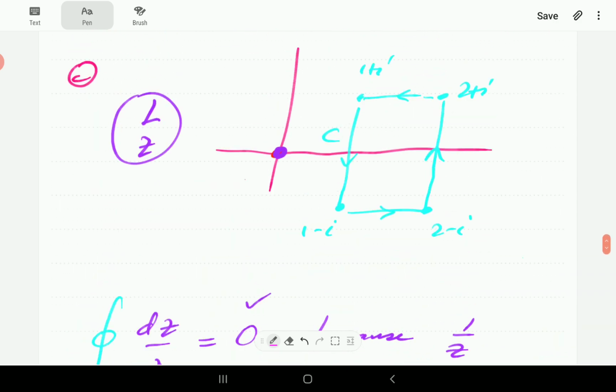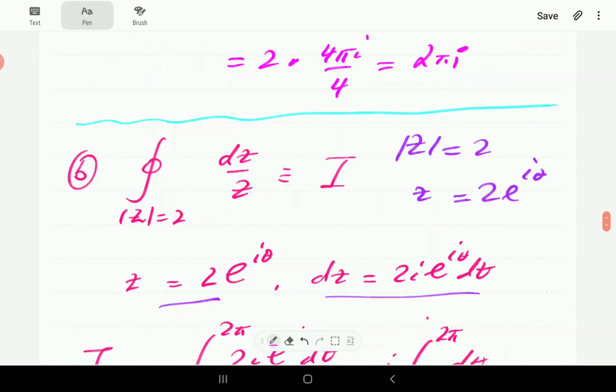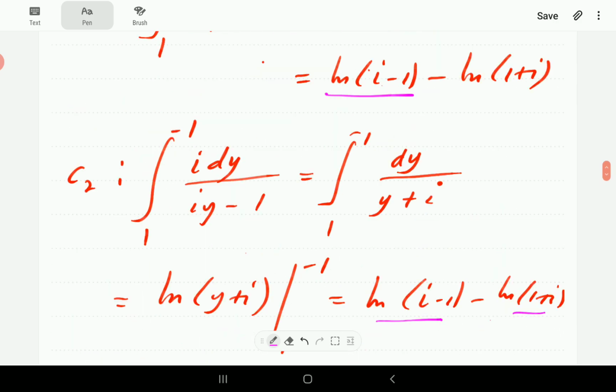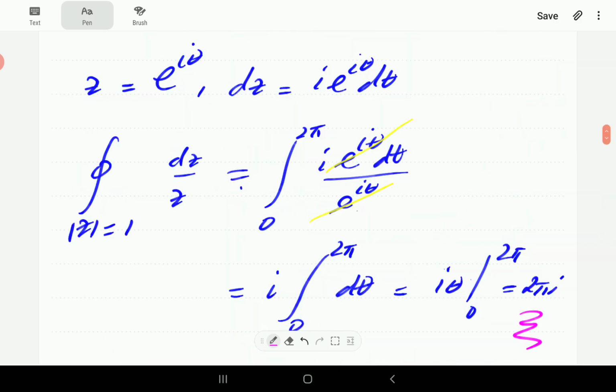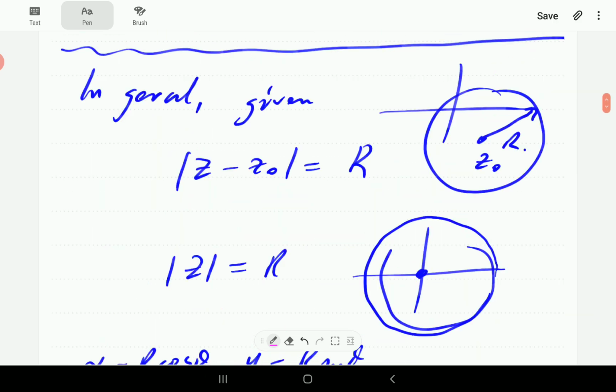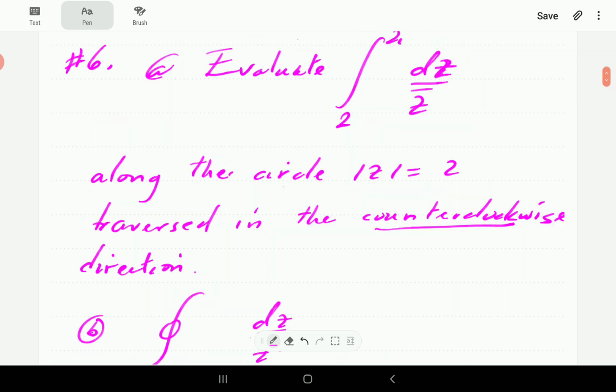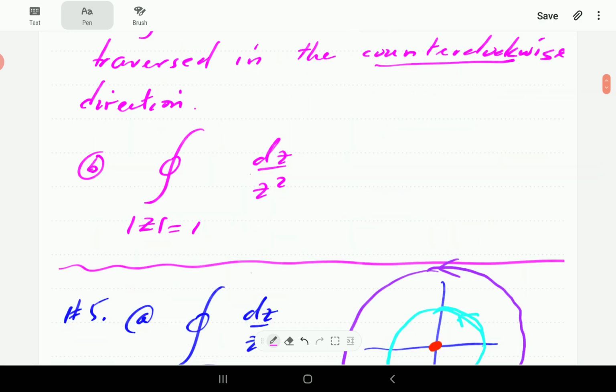Alright, so we're now going to give you an opportunity to have a go at part B. You can pause the video, and then when you continue the video you can compare with our solution. In part B, you've got the integral of dz over z squared around the circle of radius 1 centered at the origin.